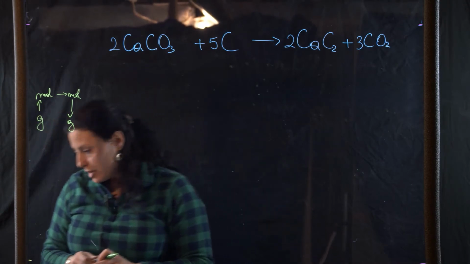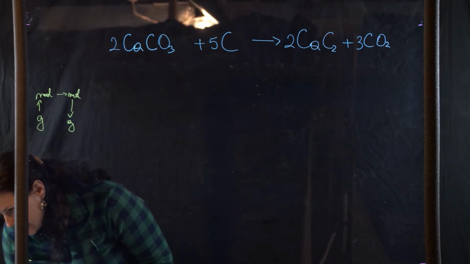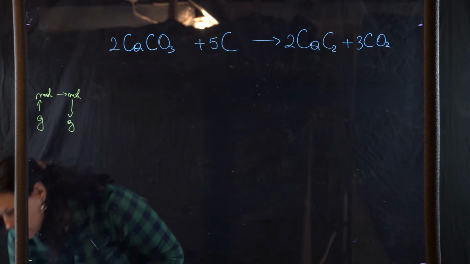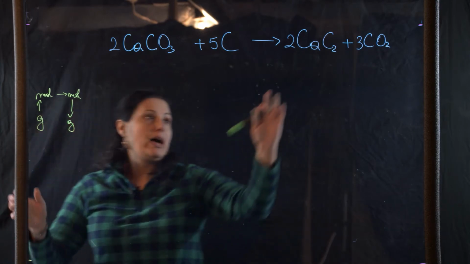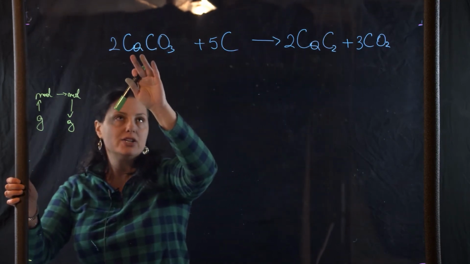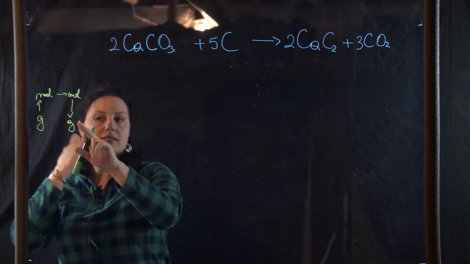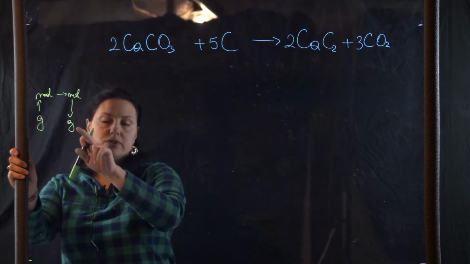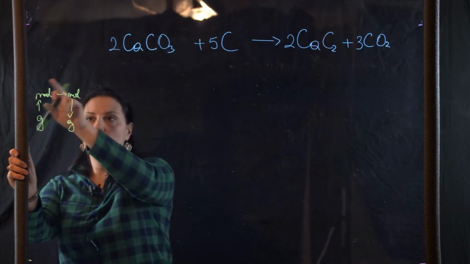Okay, then the last problem says how many grams of calcium carbonate are needed to form 598 grams of calcium carbide. So I formed 598 grams of calcium carbide. How many grams of calcium carbonate do I need? Once again, I start here. I have grams of a substance. I need to get to grams of another. Grams to mole to mole to grams.